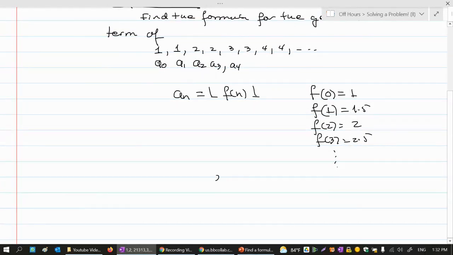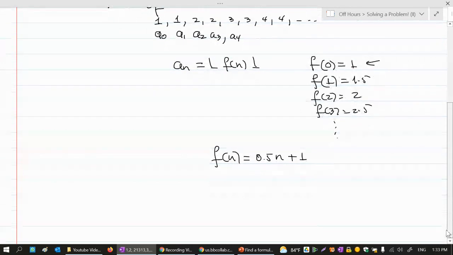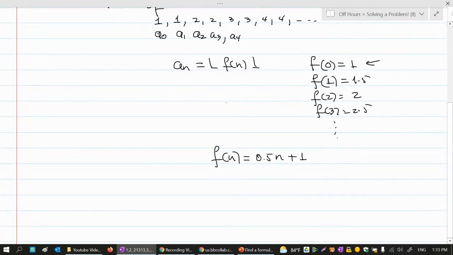And then the formula is going to be like this: f of n is equal to 0.5 times n plus b, but when n is 0, you need to get 1. According to this, when n is 0, you need to get 1, and therefore you need to add 1 to this expression. So then this is going to be the formula for f of n.